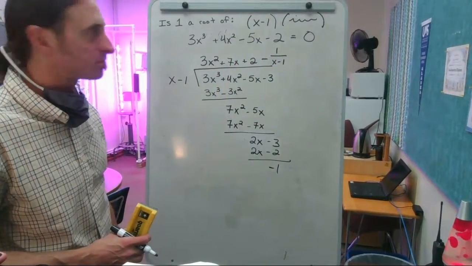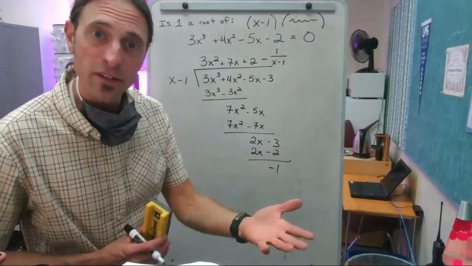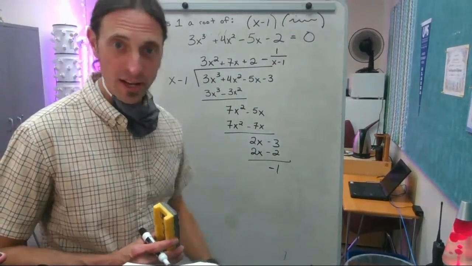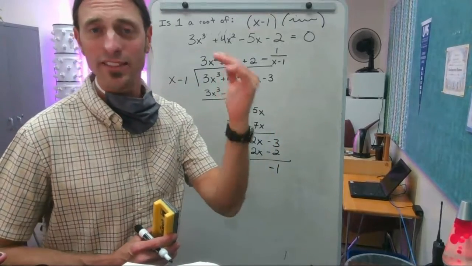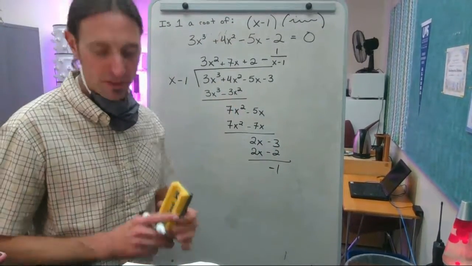So this process of polynomial division, the remainder theorem, is to help you determine whether things are roots. This is the long way to do it. We're going to teach you the shortcuts, the easier ways as we go forward, but you have to understand where this is coming from in the first place.